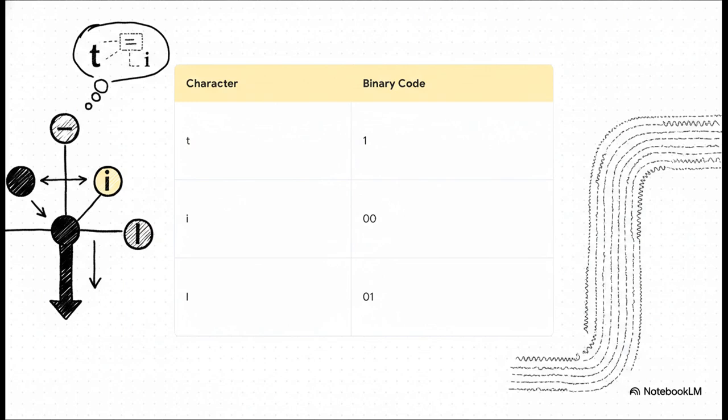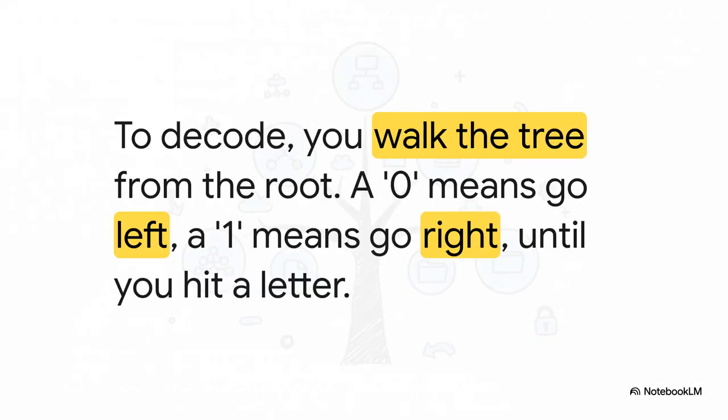Just look at the word tilt. The letter T shows up twice, right? So it gets the shortest possible code, just a 1. The letters I and L only show up once, so they get slightly longer 2-bit codes. By using fewer bits for the most common character, the total size of the file shrinks. It's genius!